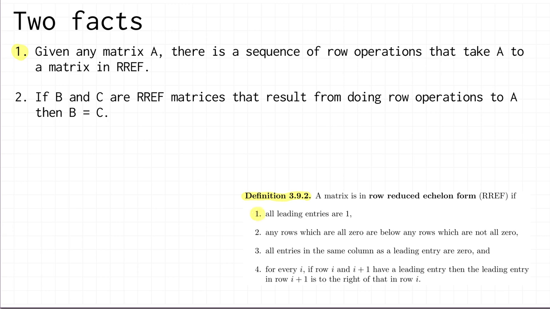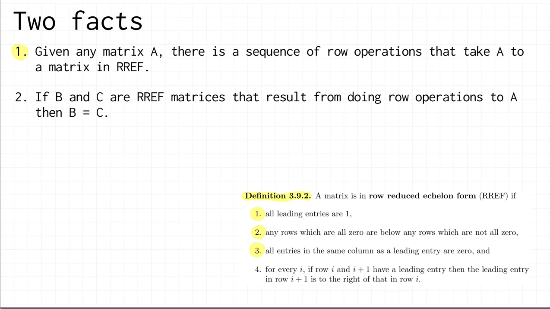For example, if property 1 failed, if you had a leading entry which wasn't 1, you could just multiply the row of that leading entry by 1 over the leading entry, and that would change the leading entry so that it was 1. So we can fix property 1 by doing a single row op for each leading entry which isn't 1. Property 2 asks for every 0 row to be at the bottom. You can fix this by doing the row operation which swaps 2 rows. So if you've got a 0 row, you can swap it so it's at the bottom.